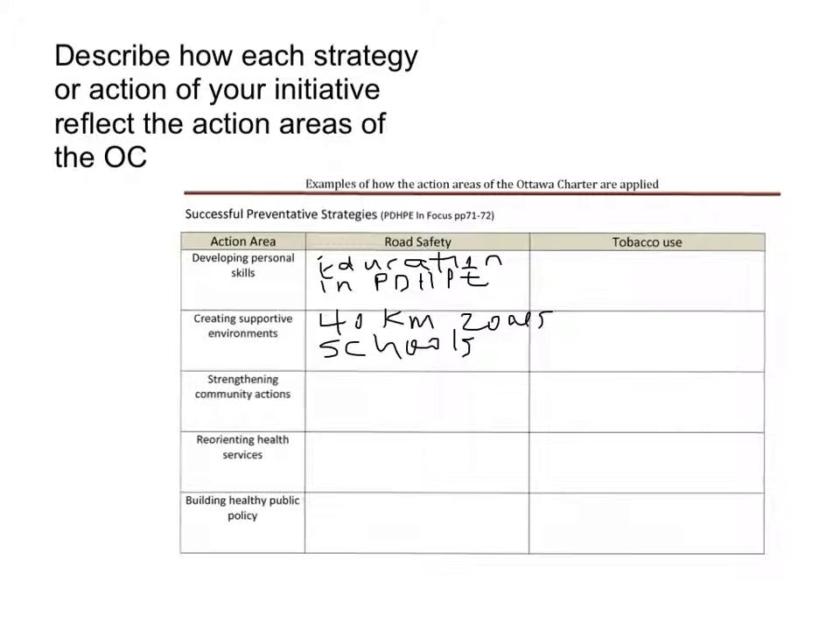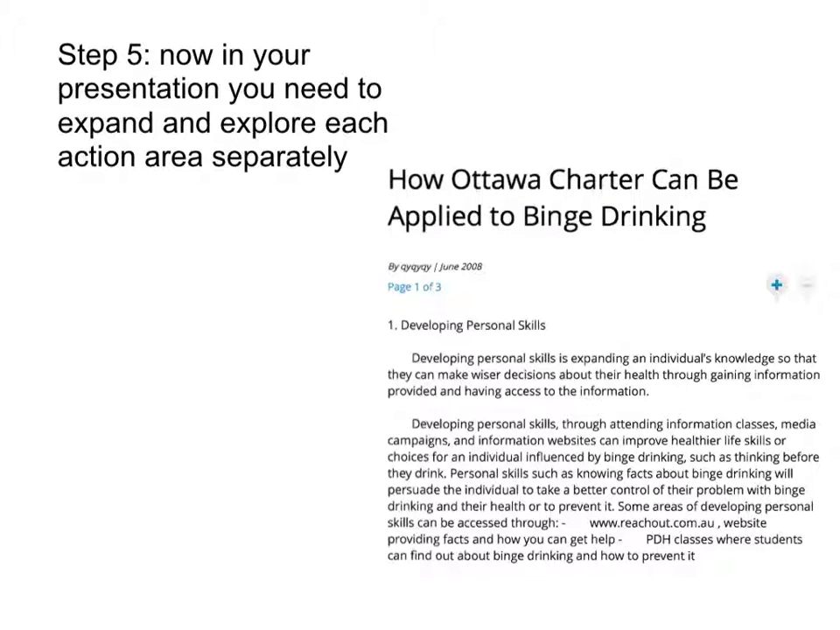Get the idea? You need to do this for each one of your strategies. Now, make sure that you expand and explore each action area separately. You need to include far more detail than what I've shown here. That was just a suggestion.